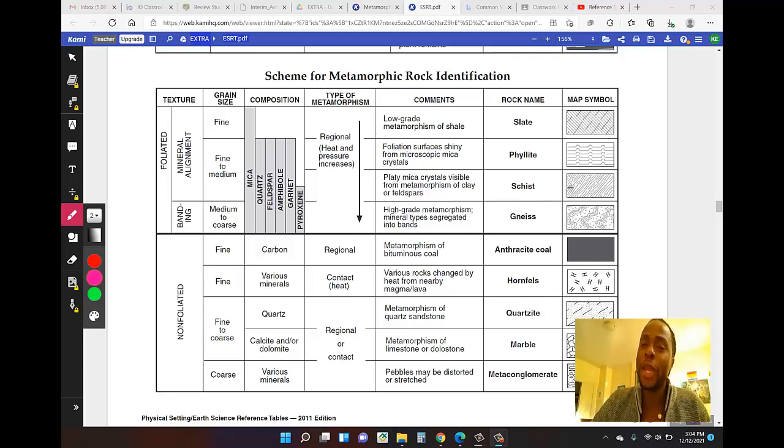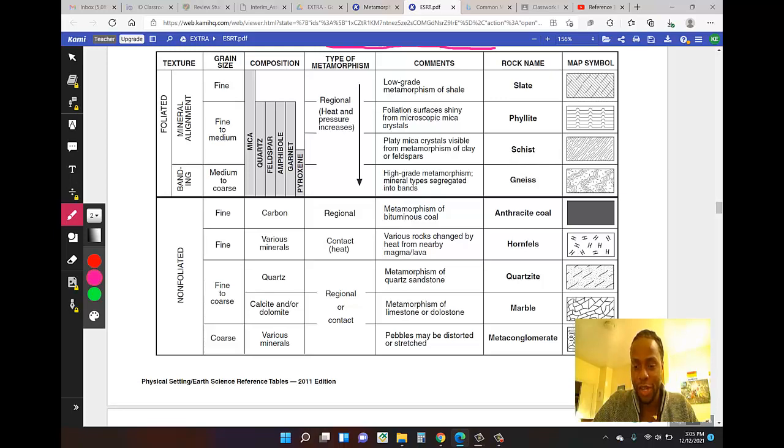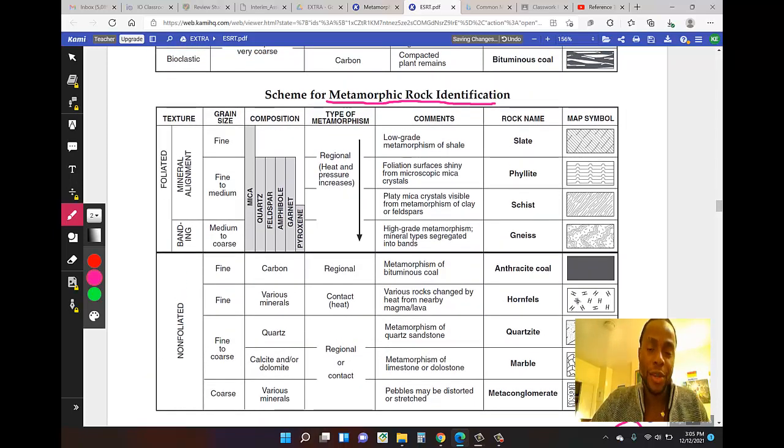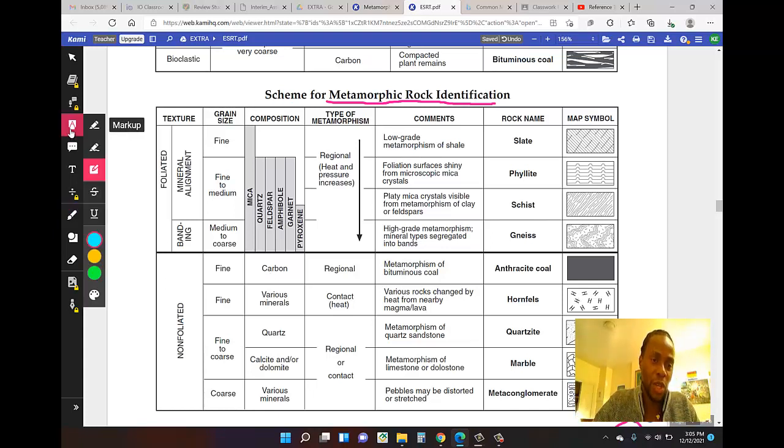So next we're going to be looking at metamorphic rock identification, and this is on page number 7 of your ESRT. So ensure you have page 7 open in your Earth Science Reference Table. This chart is pretty simple and easy compared to the last one that we looked at. This just starts with the first column here, which is texture.